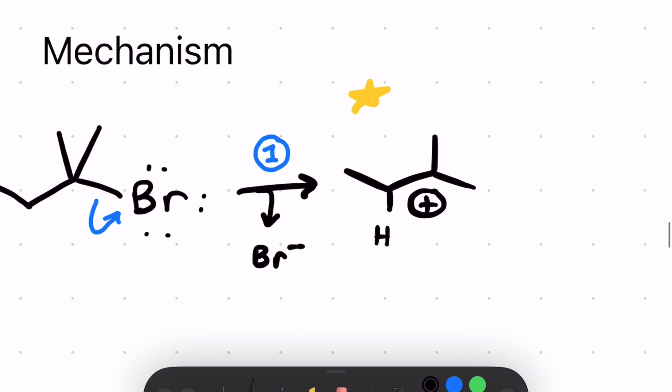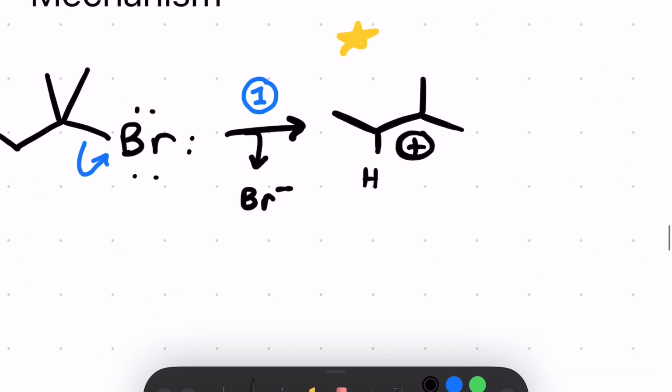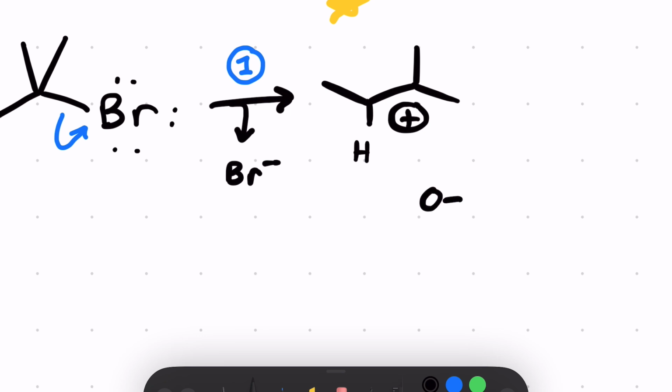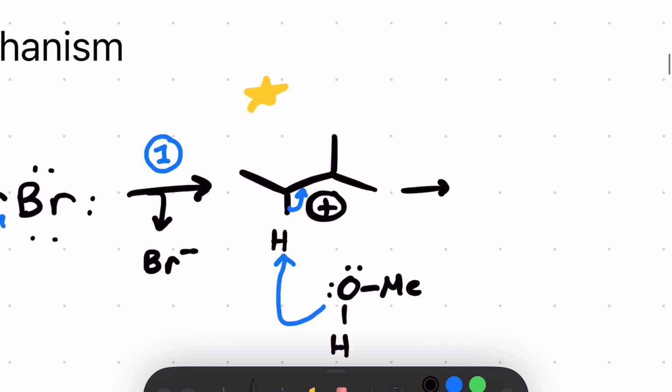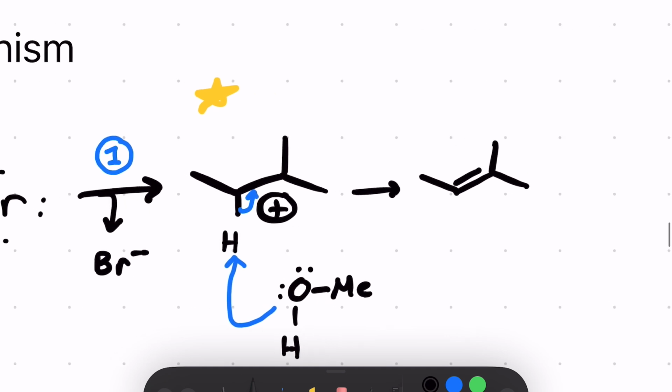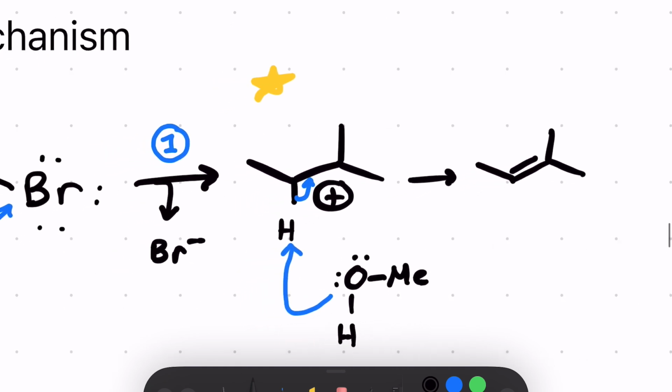Now with SN1, we would have our nucleophile attack this carbocation, but with E1, what instead is going to happen is the lone pairs from the oxygen of this methanol molecule are going to come in and pick up the proton, and we're just going to form that pi bond in between our alpha and our beta carbons. So we end up with a product that looks like that. The side product here is MeOH2+.